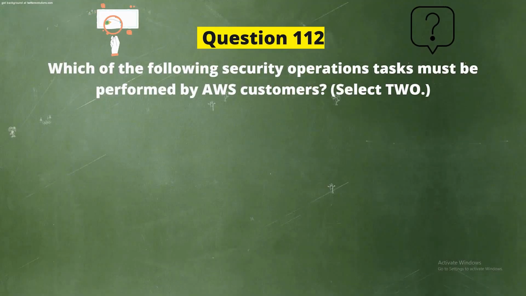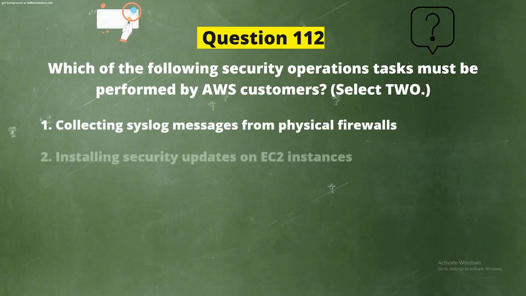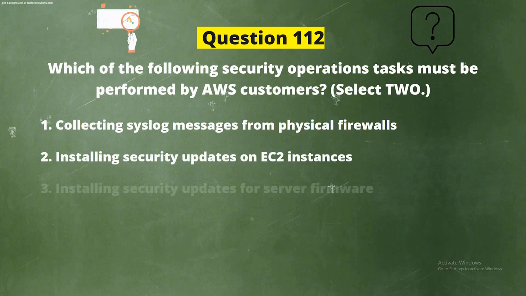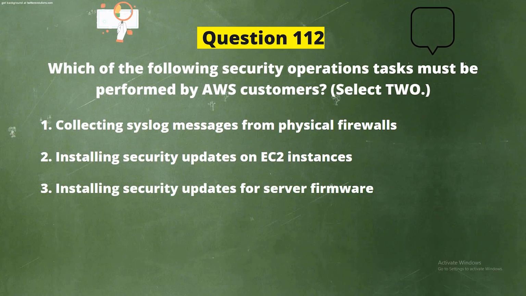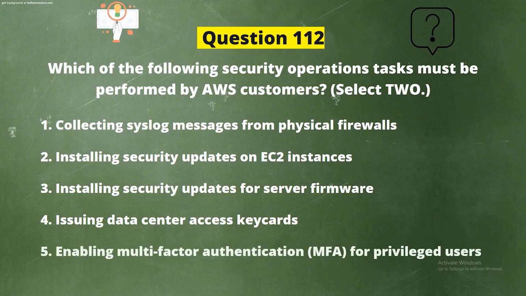Next question. Which of the following security operations tasks must be performed by AWS customers? Select 2. And the options are: Option 1. Collecting syslog messages from physical firewalls. Option 2. Installing security updates on EC2 instances. Option 3. Installing security updates for server firmware. Option 4. Issuing data center access keycards. Option 5. Enabling multi-factor authentication, MFA, for privileged users.